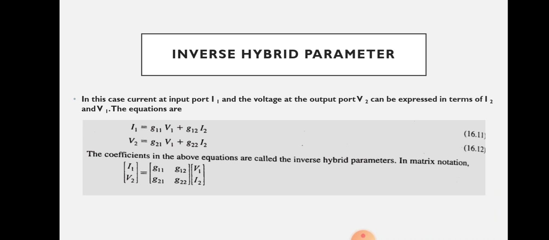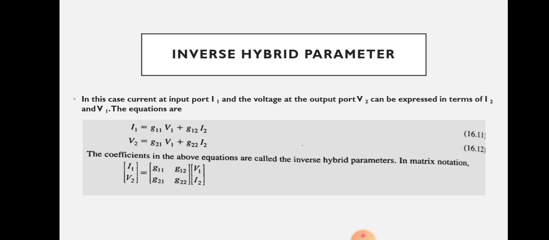So here I1 equals G11 V1 plus G12 I2, and V2 equals G21 V1 plus G22 I2. From these equations you can write the matrix form as [I1, V2] equals the matrix G11, G12, G21, G22 times [V1, I2]. This is the matrix representation for the inverse hybrid parameters. The coefficients in the above equations, that is G11, G12, G21 and G22, are called inverse hybrid parameters.